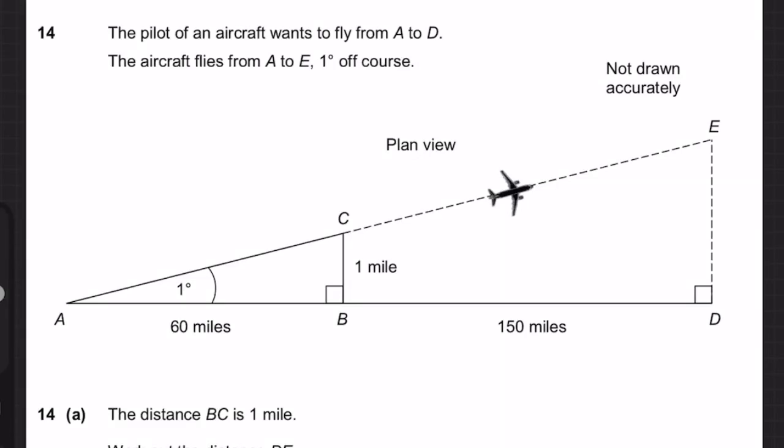So in this question, an aircraft travels from A to D, but it was intended to fly to E. It's 1 degree out, and that means the distance that we're trying to find is DE. And this question needs us to understand about similar triangles.